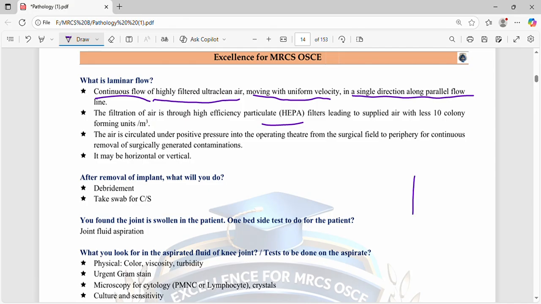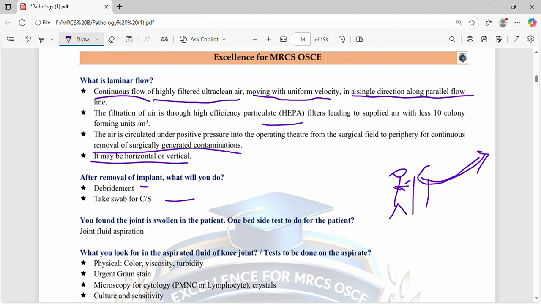So let's think about this surgical table. There is a surgeon operating. The air should move from the operative table away from the surgical field to the periphery for continuous removal of surgically generated contaminants. It may be horizontal or vertical. After removal of the implant, what will you do? Debridement and take a swab for culture and sensitivity.